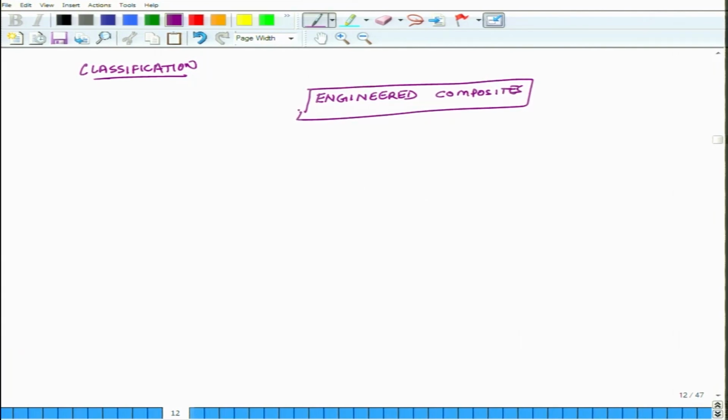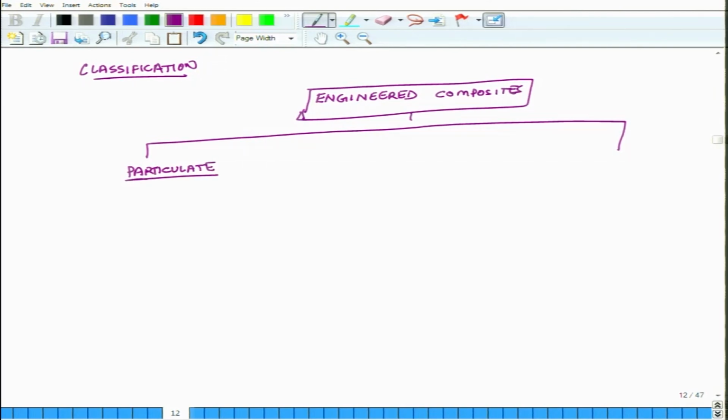Okay. And broadly speaking, you have two types of composites. So, the first category is particulate composites, and the second category is fibrous composites. Okay. So, what is a particulate composite?